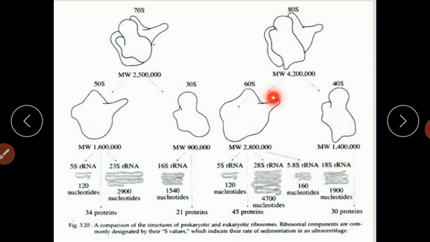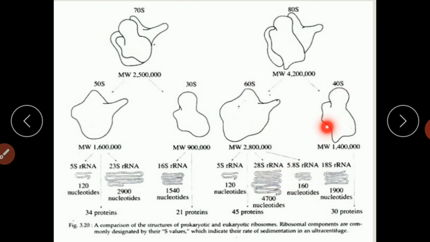So again, this larger subunit, the 60S ribosome, contains the 5S rRNA, 28S rRNA, and 5.8S rRNA. The 5S rRNA contains 120 nucleotides, the 28S rRNA contains 4700 nucleotides, and the 5.8S rRNA contains 160 nucleotides. Together these three rRNA molecules are associated with 45 proteins, and when these components constitute together, they form the 60S ribosomal subunit.